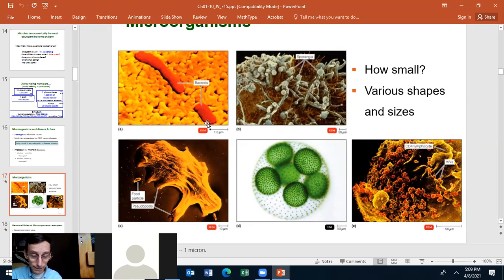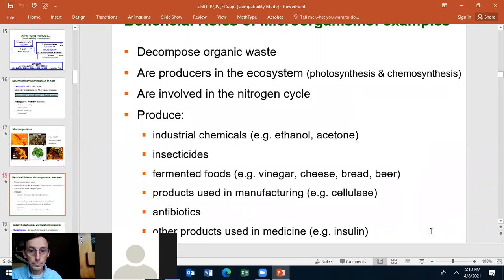Now remember, that's 1 over 10 to the 6, so 1 times 10 to the power of 6 in the denominator, and that's 1 micrometer. So it's 1/1,000,000th of a meter. Get that smaller.